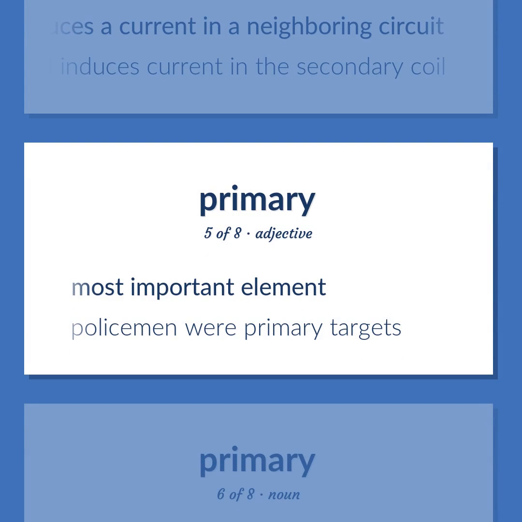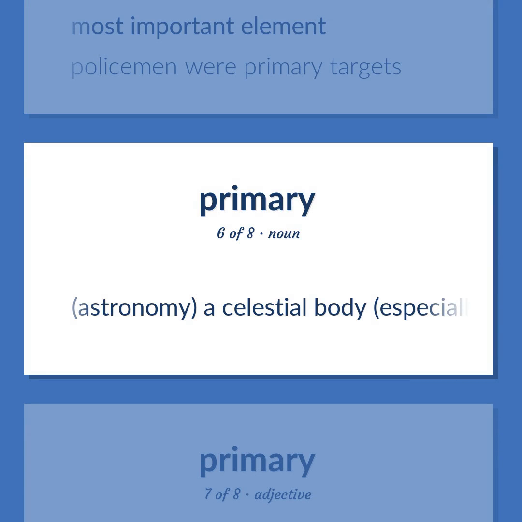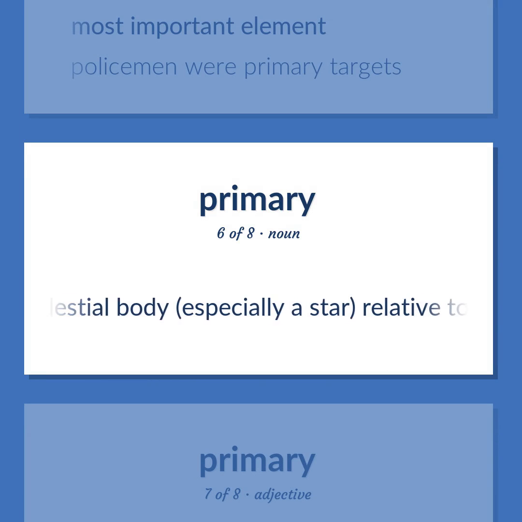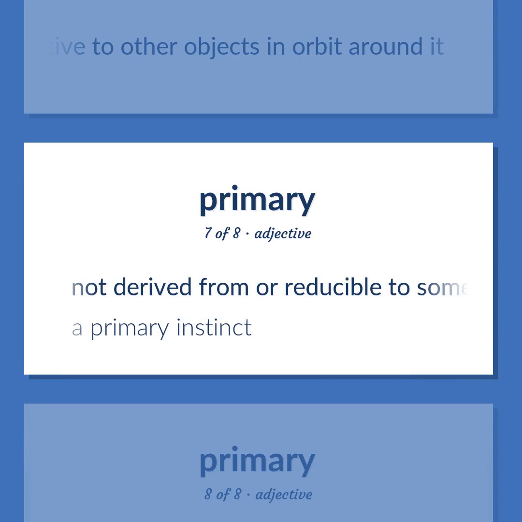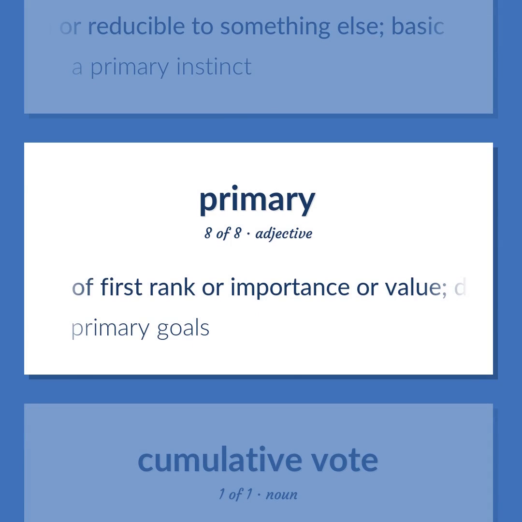Most important element. Policemen were primary targets. Astronomy, a celestial body, especially a star, relative to other objects in orbit around it. Not derived from or reducible to something else, basic. A primary instinct. Of first rank or importance or value, direct and immediate rather than secondary. Primary goals.